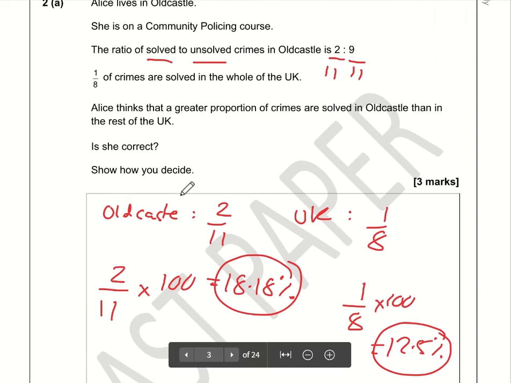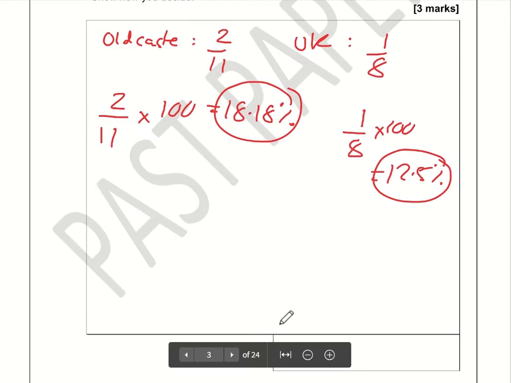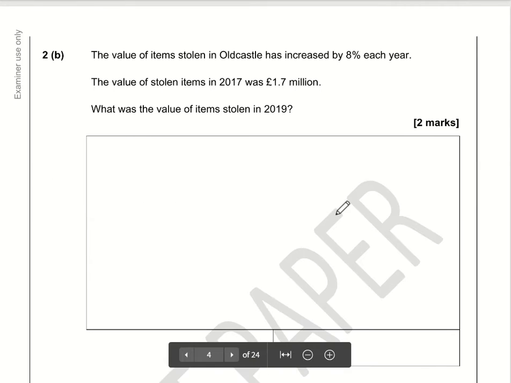So is she correct? I can't remember if she said it was greater. Alice thinks that a greater proportion of crimes are solved in Oldcastle than the rest of the UK. Yes, she is correct. So you can just say yes, she's correct, because 2/11ths is greater than 1/8. So yes.